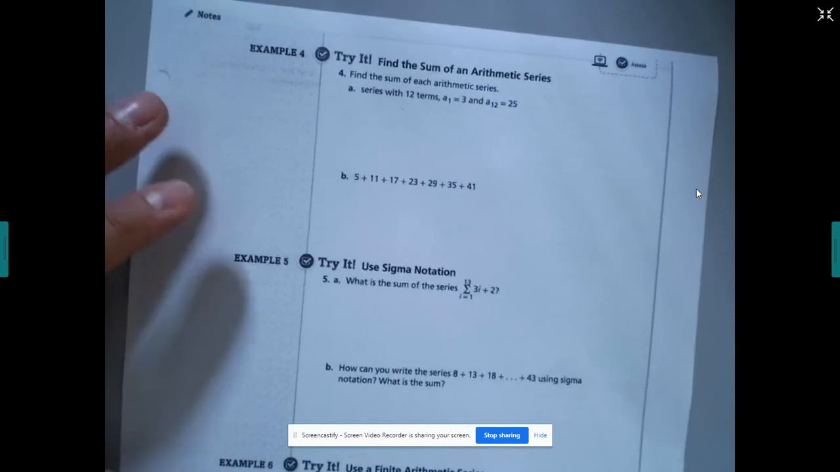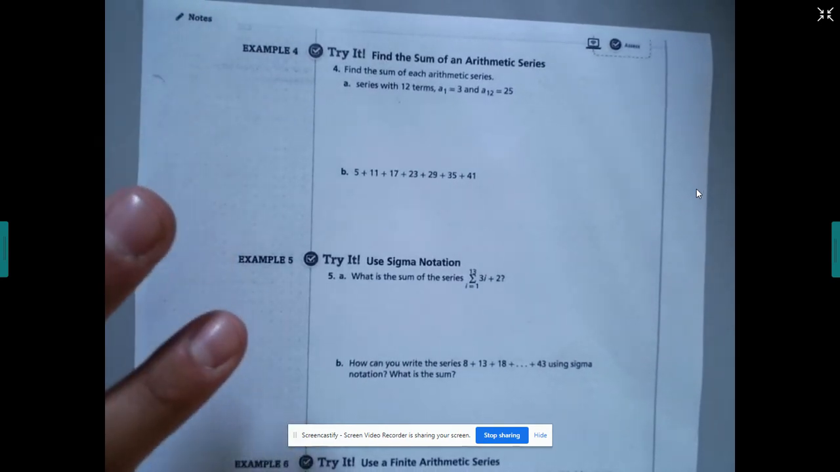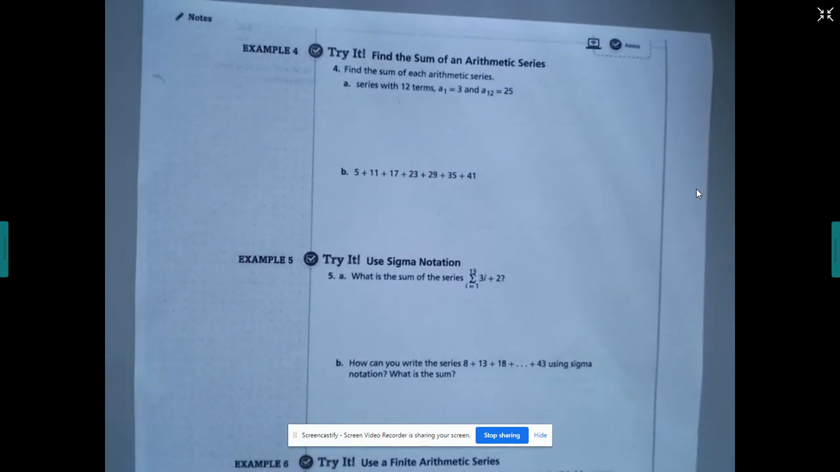Okay, now let's go to the next example. We're going to go to example 4. All right, so look at example 4. Now we're going to talk about something a little bit different. Now we're going to talk about what we call a series.